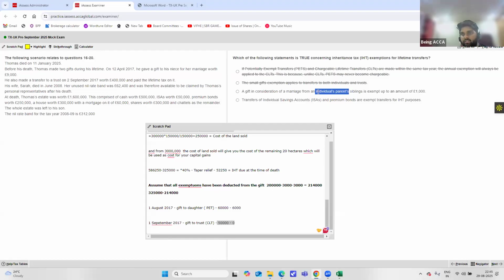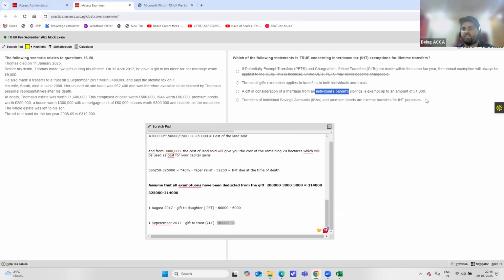But if it is from grandparents, yes. And what about spouse to bride or bride to spouse? 2,500. So 1,000 is not the answer. Spouse to bride or bride to spouse is 2,500. And from anyone else, it is £1,000. That's all right.